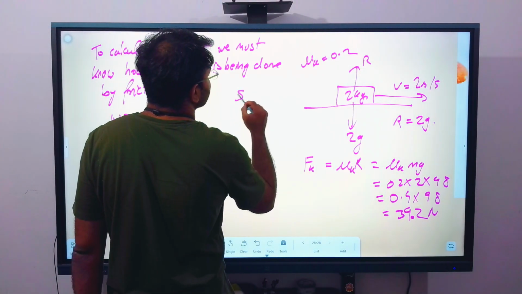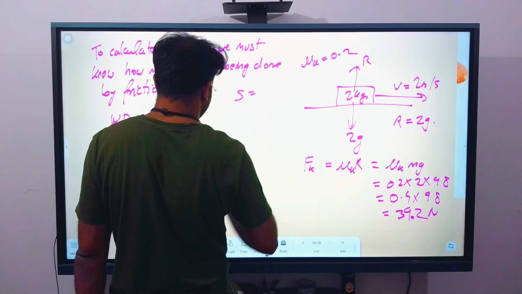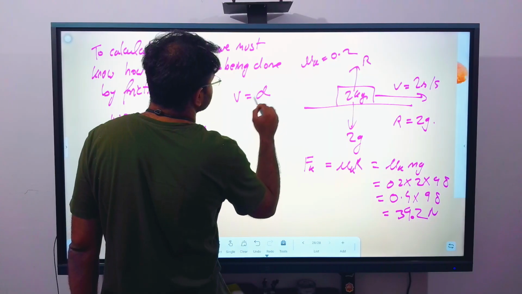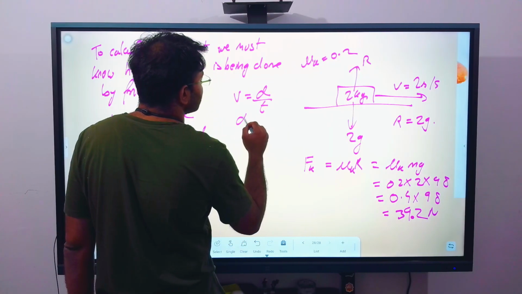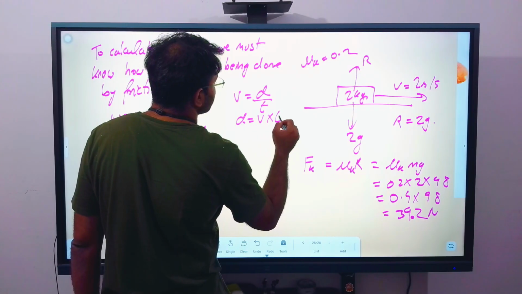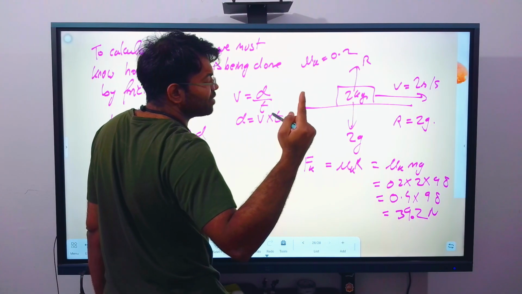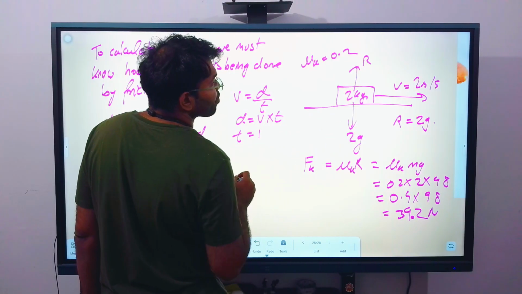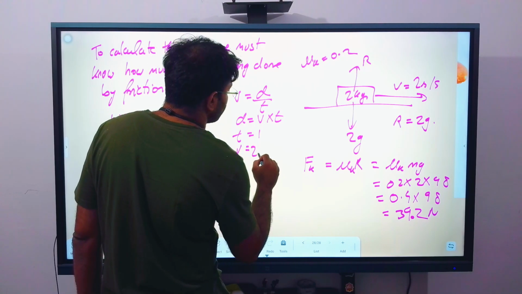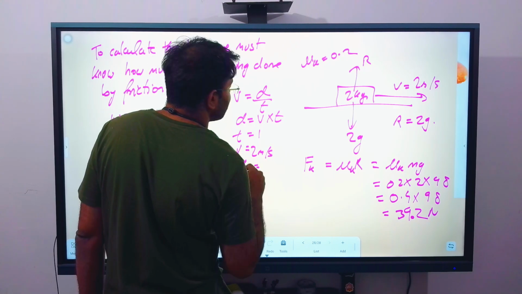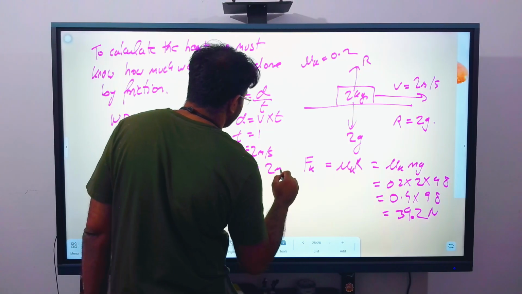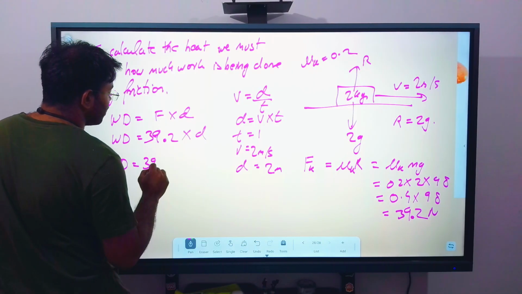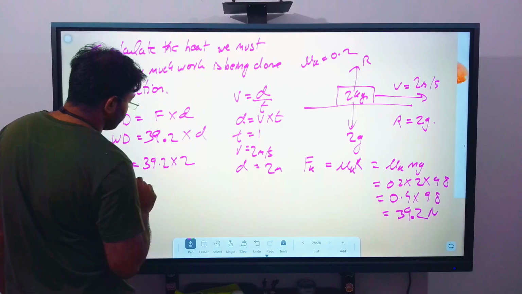How do we calculate d? We know that speed is equal to distance upon time. Therefore, distance is equal to speed into time. Time is 1 second, since they are asking per second, and speed is 2 meters per second. So the distance traveled per second is 2 meters. So work done is equal to 39.2 multiplied by 2.